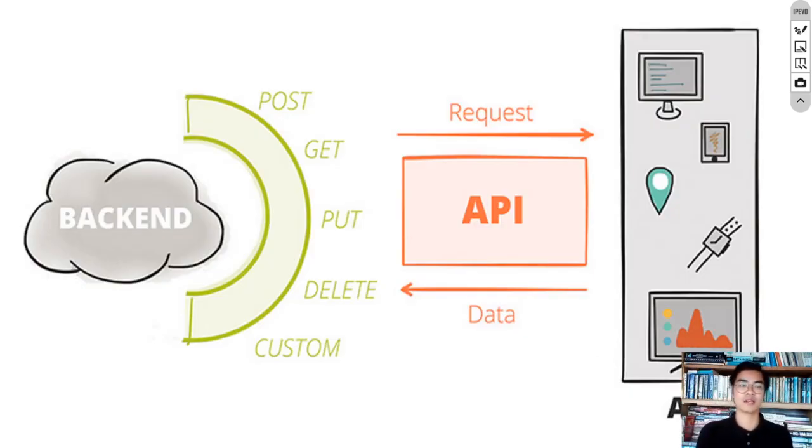So here is a general example of what it looks like when a client and a server communicate through an API. Your applications here, your wearables, your desktops, phones, get and send data to and from a certain server backend through the API. Right? So you can post, get, put, delete, and do custom queries, custom functionalities, as long as the API allows you to do it.